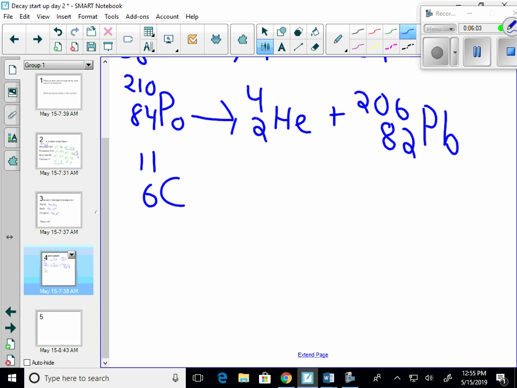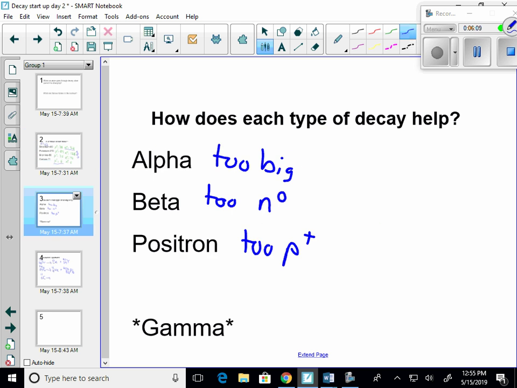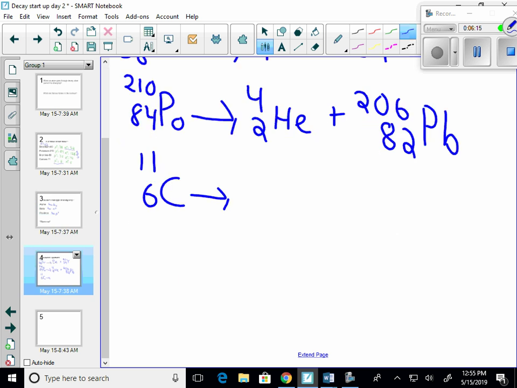And why was carbon 11 unstable? It had too many protons. Positron emission can take care of too many protons. There's the symbol for a positron.